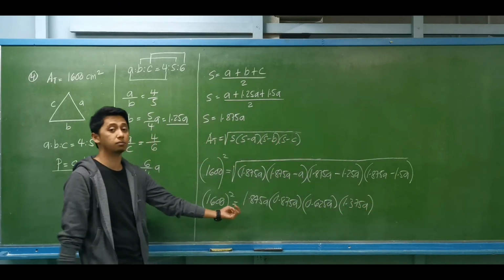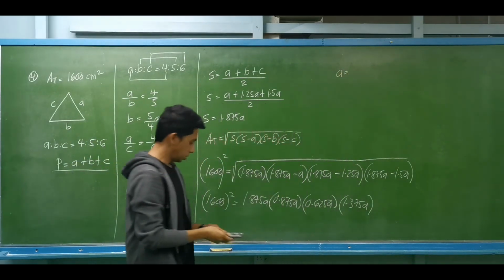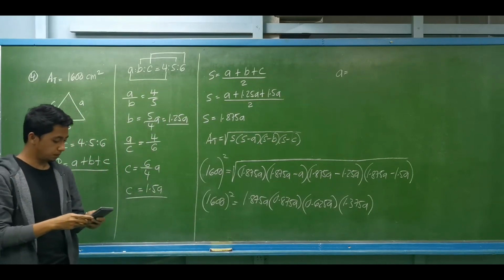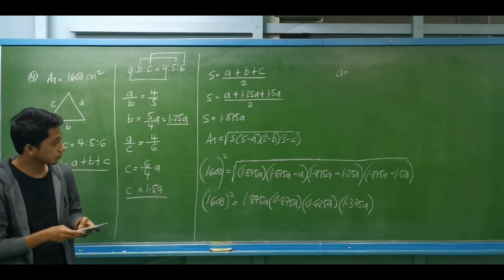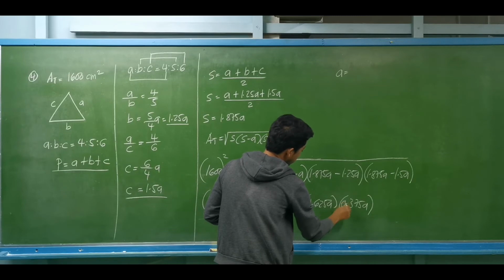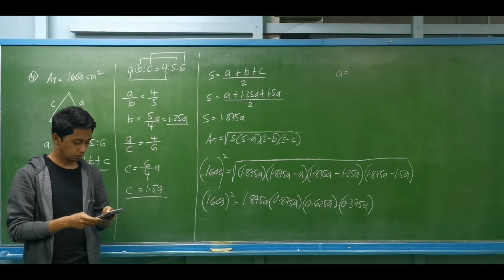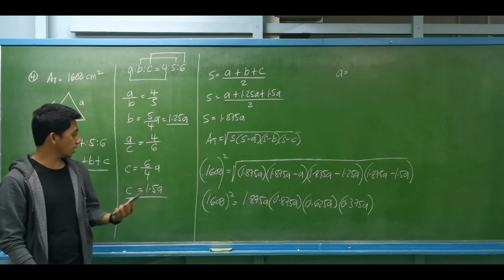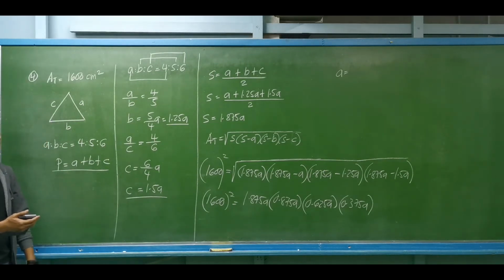Okay, so using this, we can now shift solve to compute side A. So we have 1,600 squared is equal to 1.875 of A multiplied by 0.875 of A multiplied by 0.625 of A multiplied by, this should be 0.375, multiplied by 0.375 of A. Shift solve. We first get side A, but this is not yet our answer since we are looking for the perimeter.